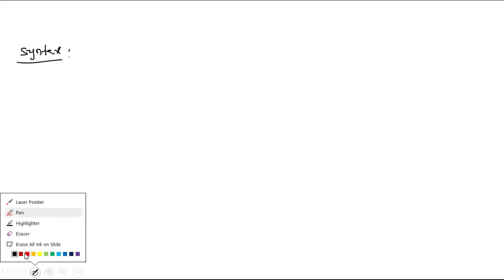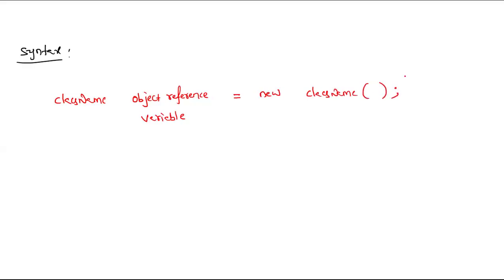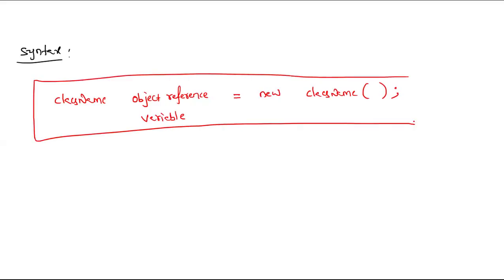The object syntax says: class name, then space, object reference variable. Just a variable name only, I can also write it. But for more clarity, I'm writing object reference variable, then assignment operator, then new, then space, class name, then open and close parenthesis, semicolon. So this is the syntax of object creation in Java.